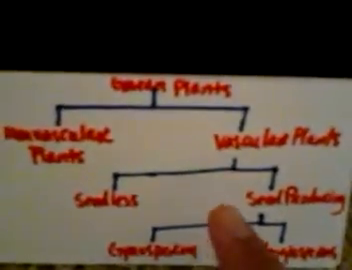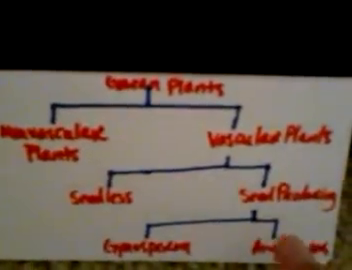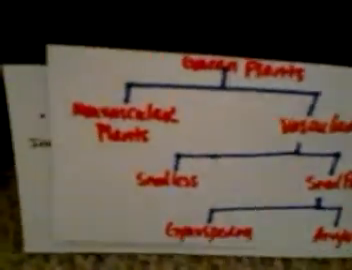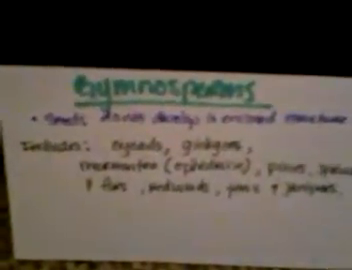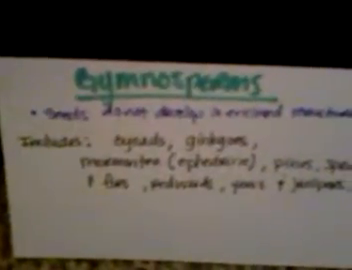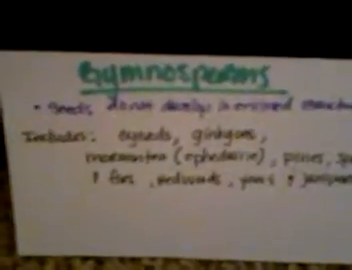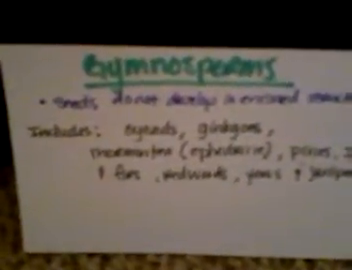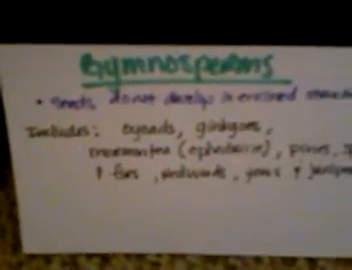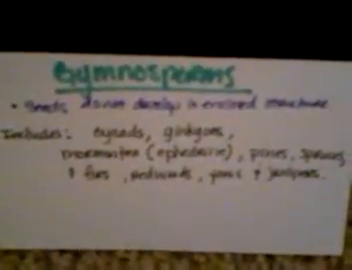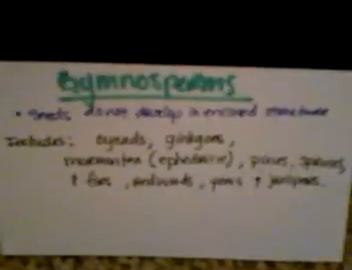Okay. Then, as you remember, under the seed-producing vascular plants, we have both gymnosperms and angiosperms. So we'll go into detail. The gymnosperms, their seeds do not always develop in an enclosed structure. Some of these include the cycads, the ginkgos, the Mormon tea or the ephedra, pines, spruces and firs, redwoods, yews, and junipers.